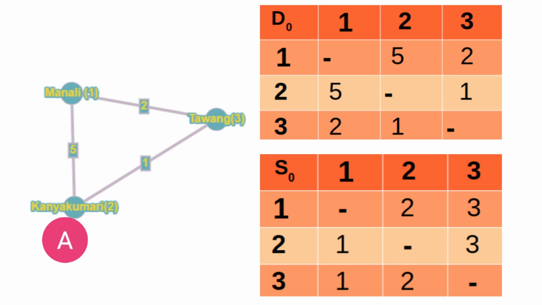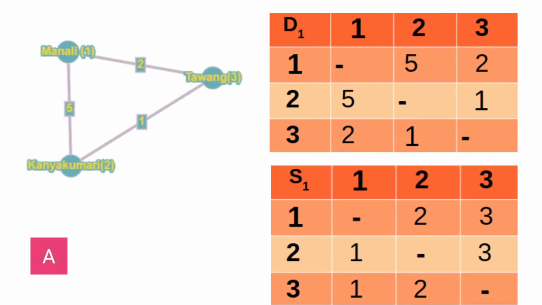Similarly, S naught is a vertex sequence matrix. Initially the values for this S naught matrix are given as the row headers. Now, since we have three vertices, we'll have to iterate three steps. That is, we need to find D1, D2, and D3, and simultaneously S1, S2, and S3. Now, let's find out how to find the D1 matrix, which is the next iteration.